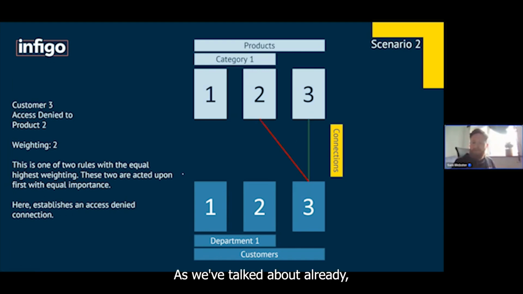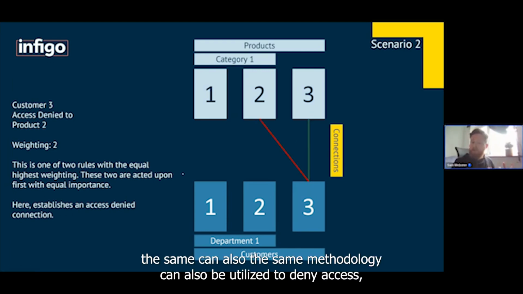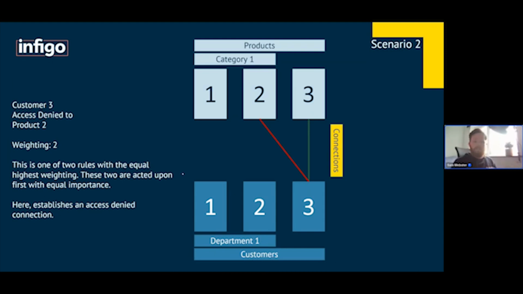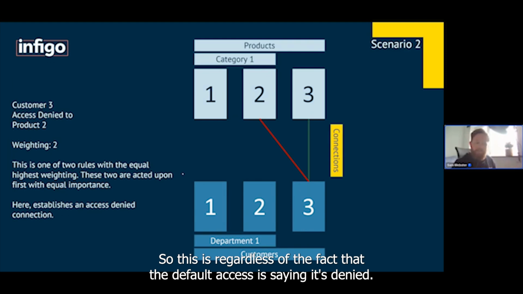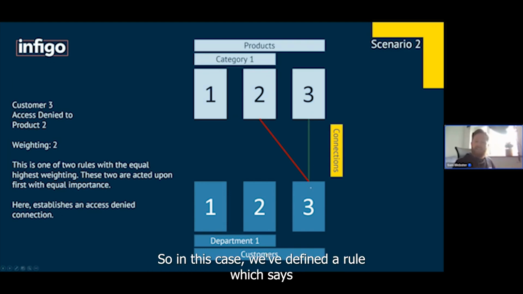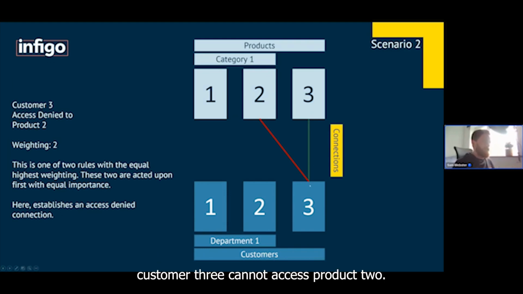As we've talked about already, the same methodology can also be utilized to deny access, to establish a connection, to refuse access to a product. So this is regardless of the fact that the default access is saying it's denied. This is kind of cementing that capability. So in this case, we've defined a rule which says customer 3 cannot access product 2. So that is now an established connection.